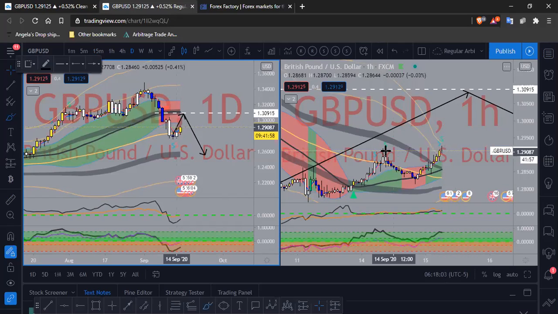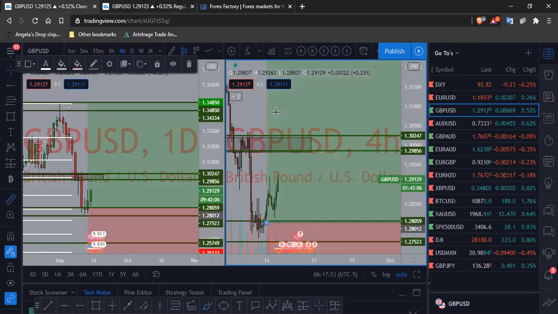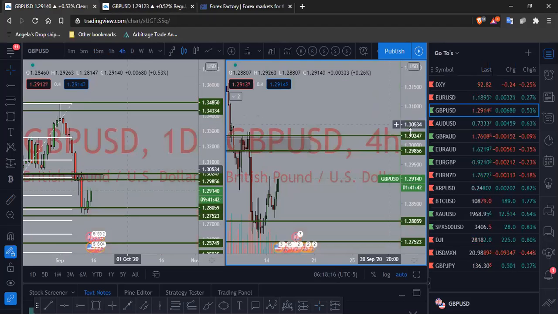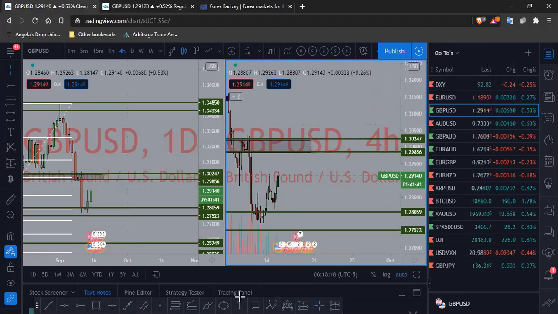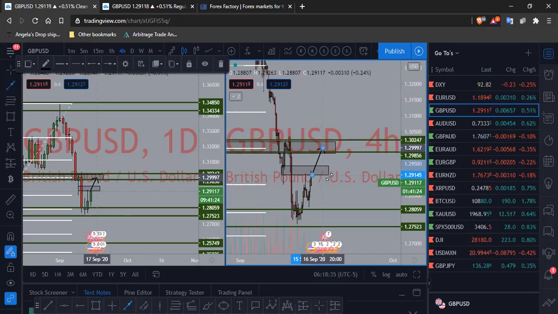What I would say, if you did want to get into another position, then you want to wait to see this get broken with an impulse move to the upside if you would want to try to get in another position.